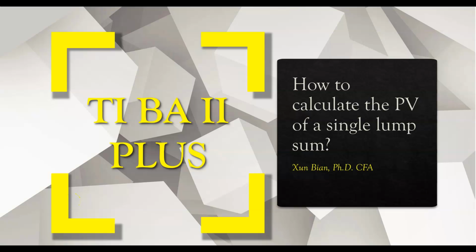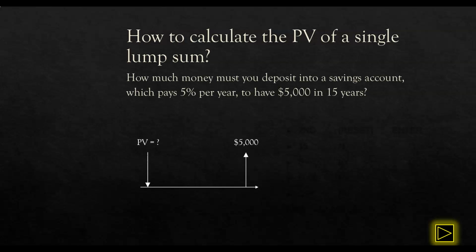In this video tutorial, I want to show you how to calculate the present value of a single lump sum using the TI BA II Plus financial calculator. The problem we're going to be using for this tutorial is this one here. We ask the question: how much money must you deposit into a savings account which pays 5% a year for you to have $5,000 in 15 years?